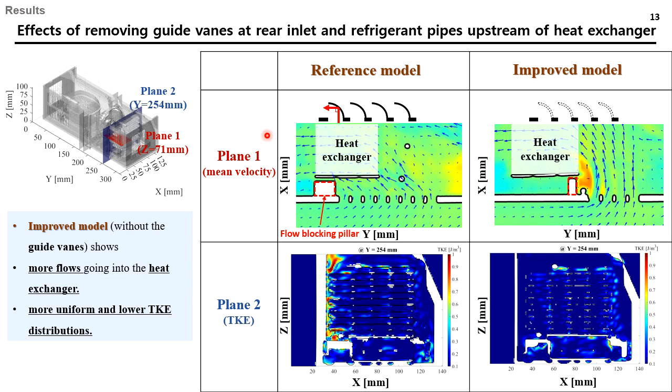Next, we will discuss the effects of removing the guide vanes and changing the position of the flow blocking pillar. Improved model without the guide vanes and with the location change of the flow blocking pillar: you can see that more flow is directed into the heat exchanger and there is a lower TKE distribution.